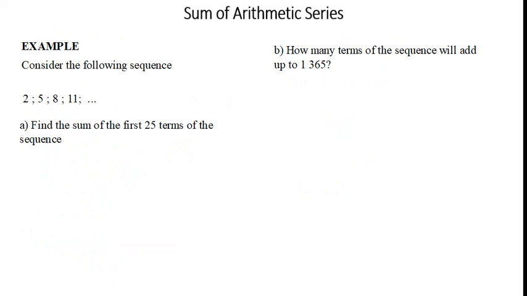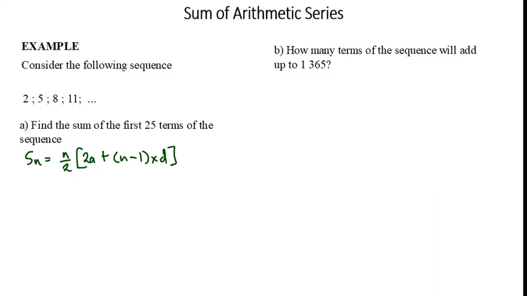Now, what if we have to add up all these terms? This question is asking us to find the sum of the first 25 terms of the sequence. There's no way we're going to write this out 25 times and then add all the numbers. So this is when we have to recall that formula: Sn is equal to n over 2 by 2a plus n minus 1 times d.